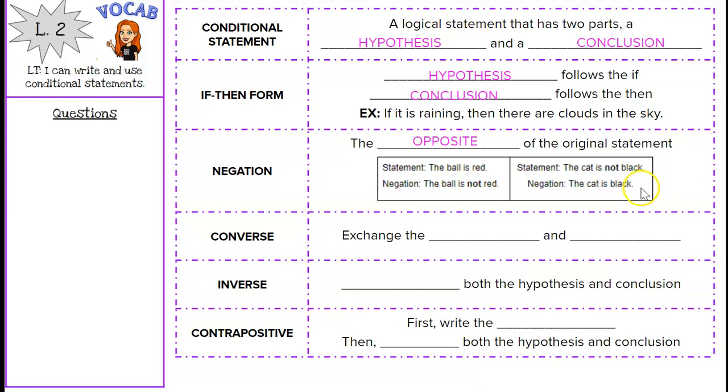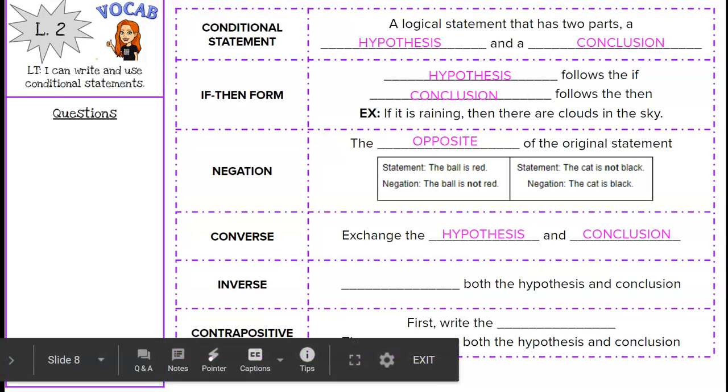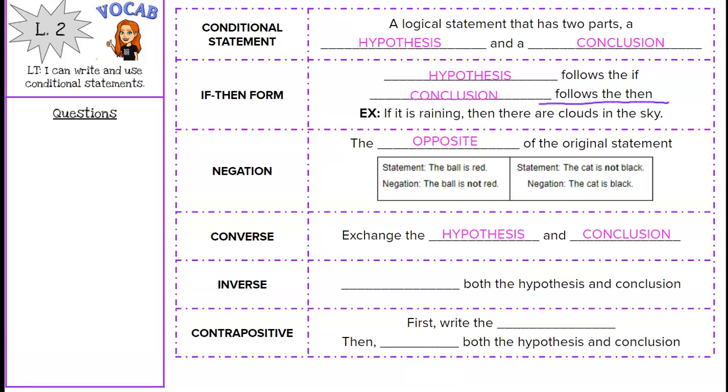The converse of a statement is exchanging the hypothesis and the conclusion. So if we were to look back up to this statement here, this is an if-then form. So if it is raining, then there are clouds in the sky. The converse of that would be if there are clouds in the sky, then it is raining. We switch the two pieces around.